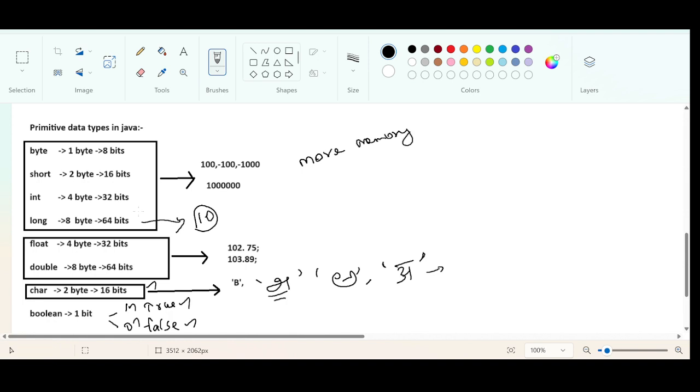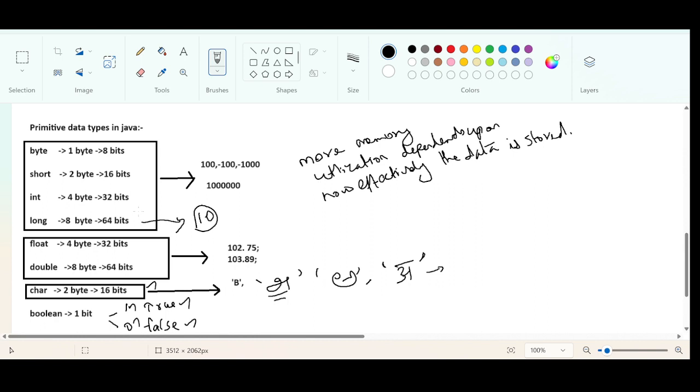The more memory utilization depends upon how effectively the data is stored, right? And each and every data type has some ranges, right?